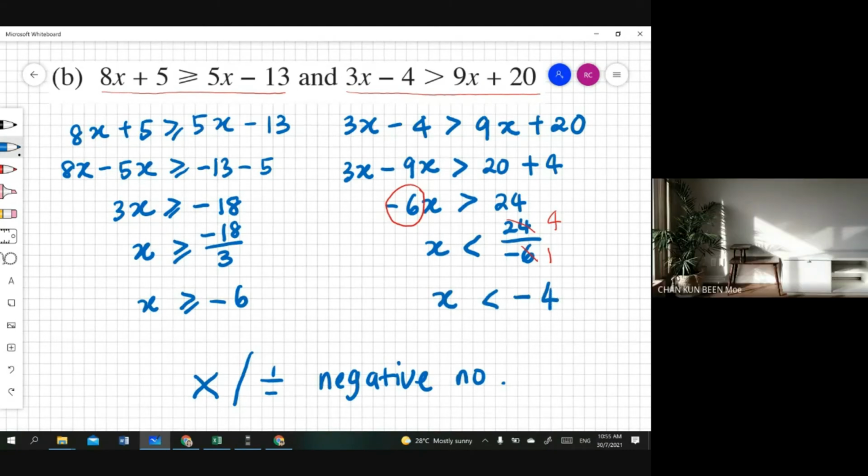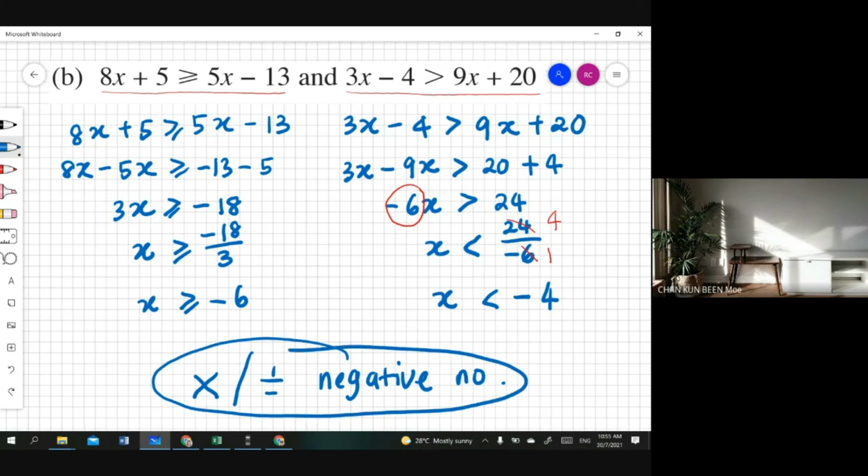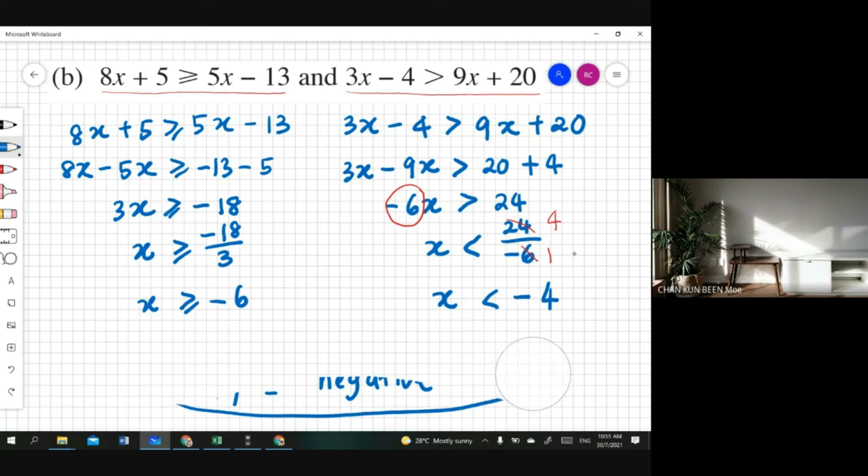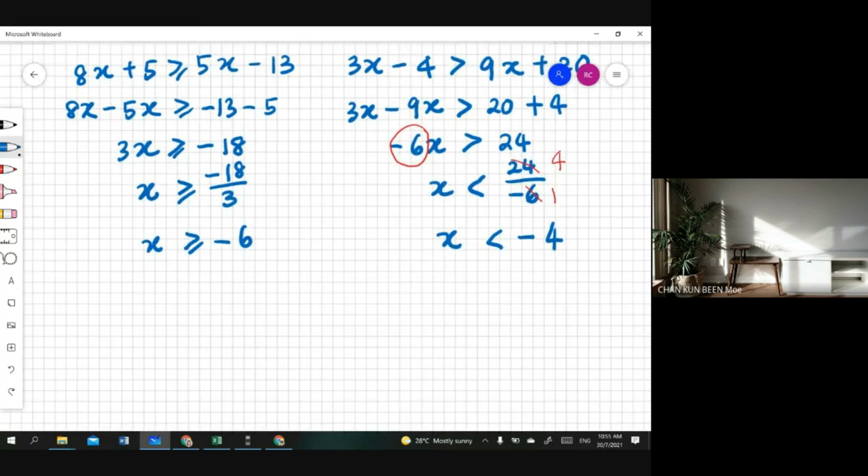So this one you remember, I'm going to wrap it off, and then we need to find out the common region from drawing the number line. This is a must when you want to solve the simultaneous linear inequality. After you get the answer for both inequalities, you need to draw the number line. I draw it lower because we need to label the linear inequality after this. The two numbers that must be included in the number line are negative 6 and negative 4 only.